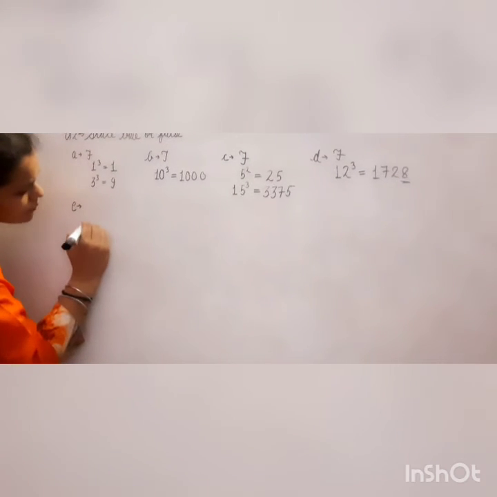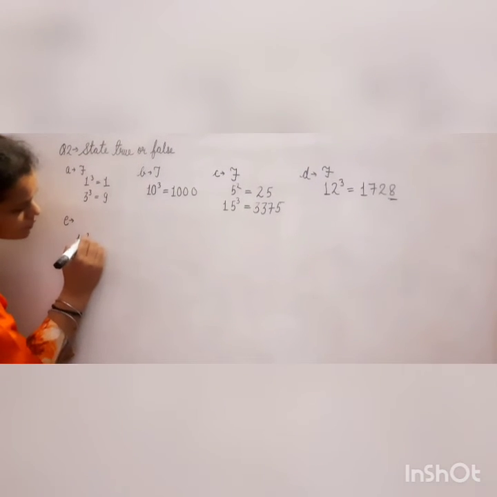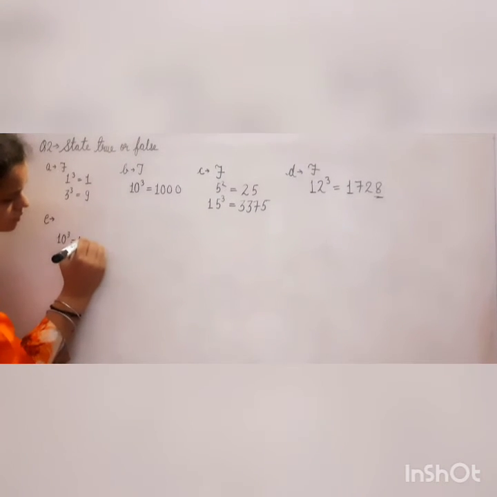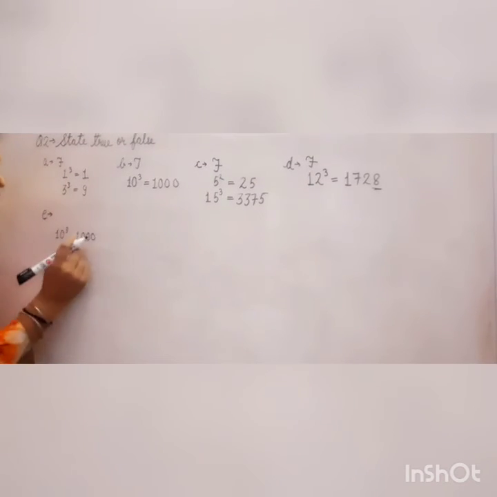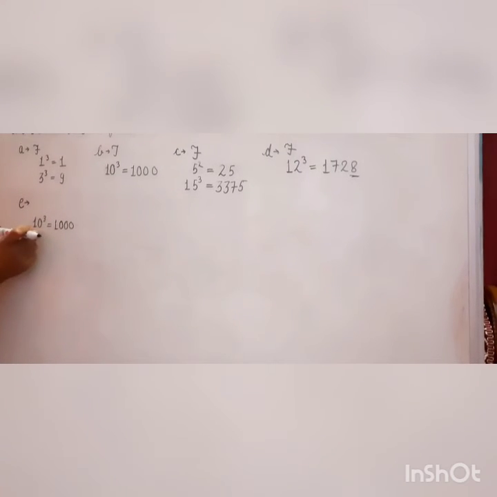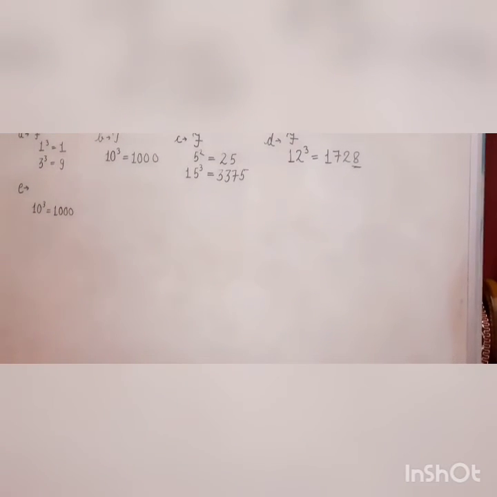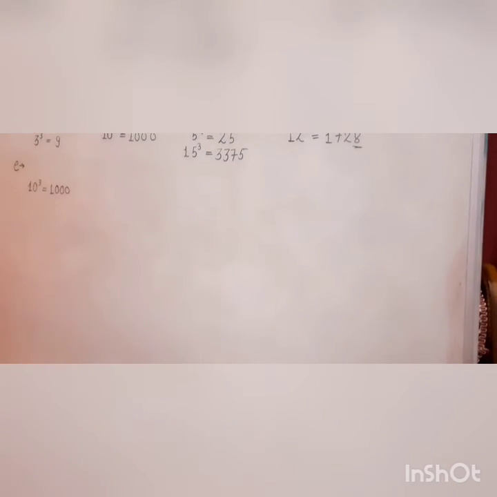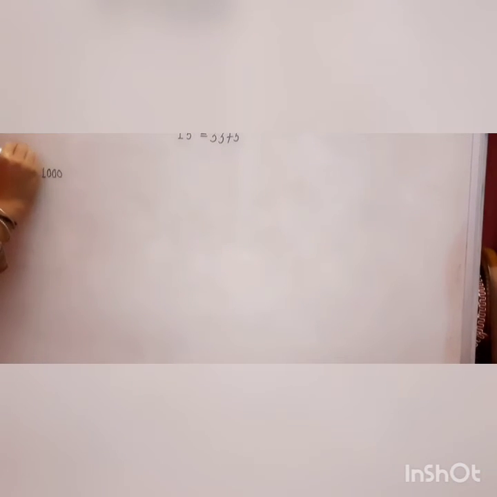Fifth part: the cube of a 2-digit number may be a 3-digit number. Suppose we take the example 10. When we multiply 10 by itself 3 times, it comes to 1000. You can see that when there is a 2-digit number, the cube has a 4-digit number, not a 3-digit number. That's why this statement is also false.